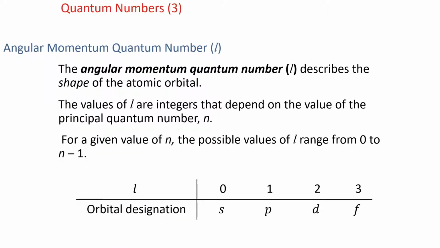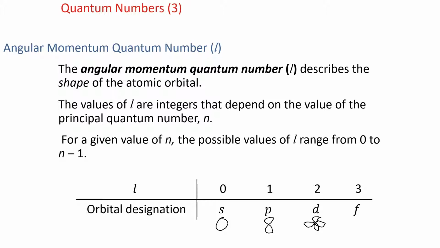So the angular momentum quantum number, L, tells us the shape of the atomic orbital. In the shape of the atomic orbital, S is spherical, P is a figure 8, D is a 4-leaf clover, which I am terrible at drawing. There, like 2 figure 8s. And F, I'm not even going to attempt to draw. It's very large and very complicated.